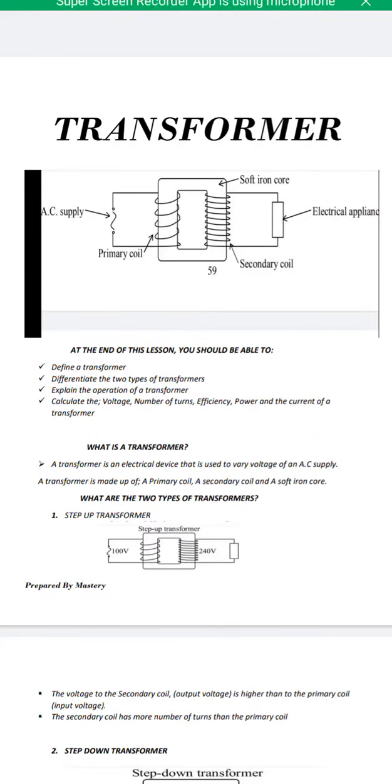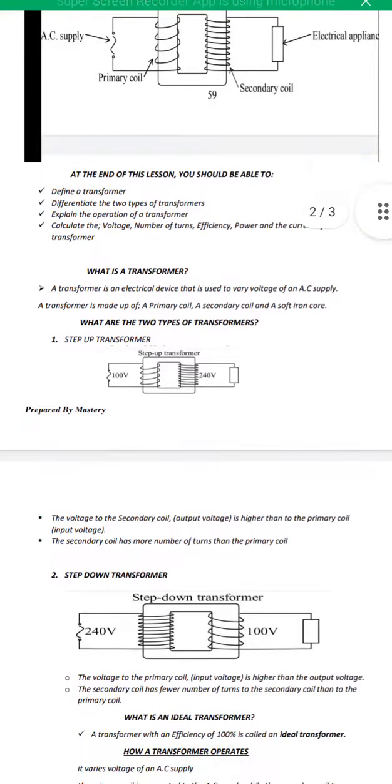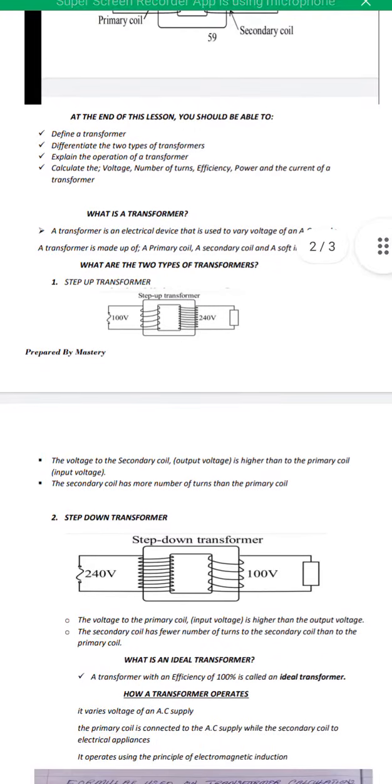We move on to the step down transformer. The step down transformer is just the opposite of a step up transformer. It has more volts to the primary coil as compared to the secondary coil. As you can see on the diagram, to the left hand side, which is the primary coil, it is written as 240 volts, and to the right hand side, which is the output voltage, it is written as 100 volts. Hence, this step down transformer steps down voltage from 240 volts to 100 volts.